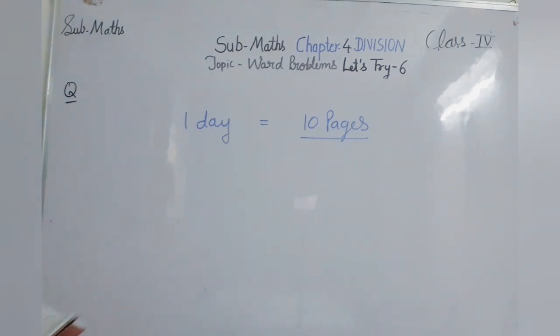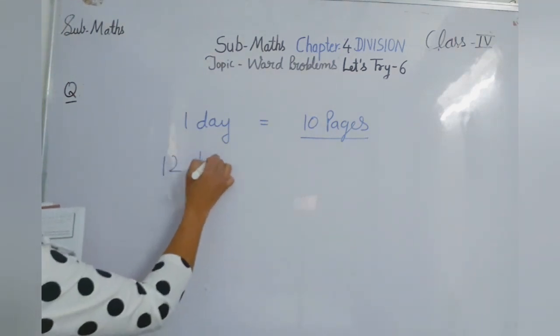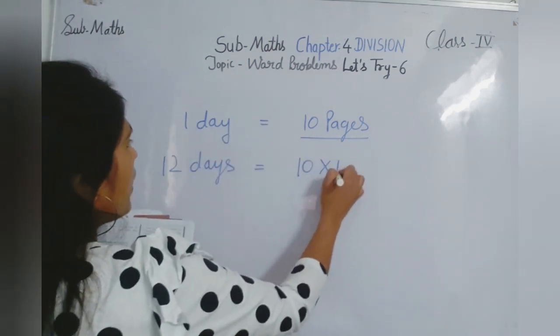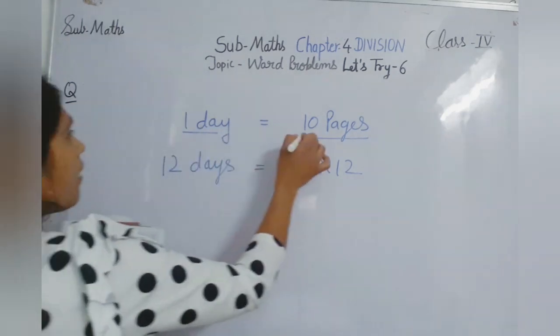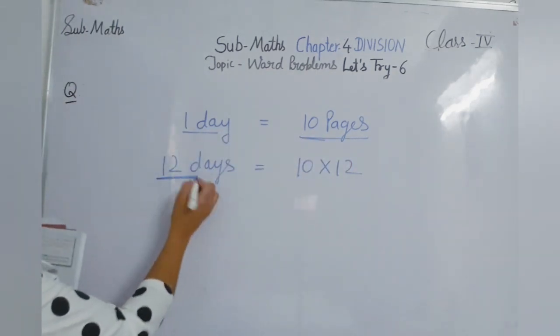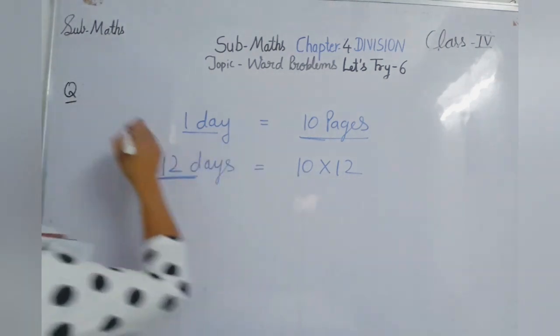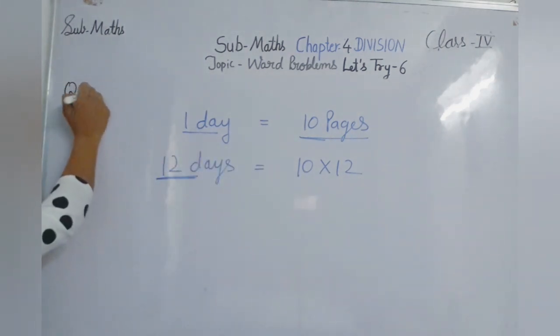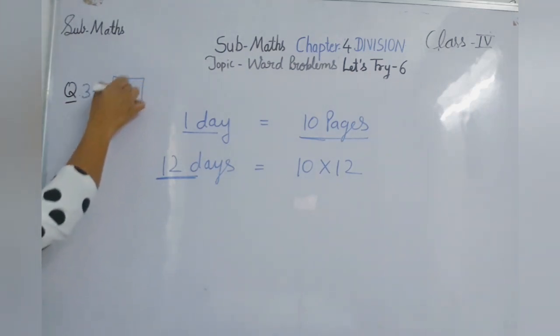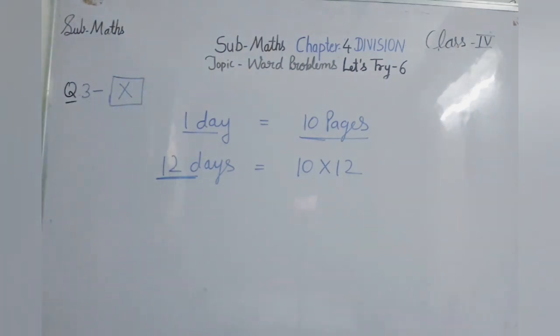Now they are asking how many pages will he write in 12 days. So in 12 days how many pages will he write? So 10 multiplied by 12. For 1 day they have given, and they are asking for more, for 12 days. So we will multiply it. So for question number 3, which operation will we use here? Multiplication. Okay, in question number 3 we'll use the multiplication operation. So let's see the next one.